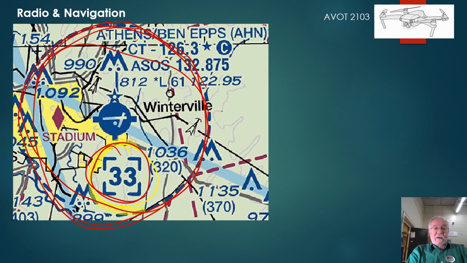By the way, this is a 5-mile diameter between the center of the airport to here. It's typically, for a D, 5 miles diameter. Just so you know, that's the standard.